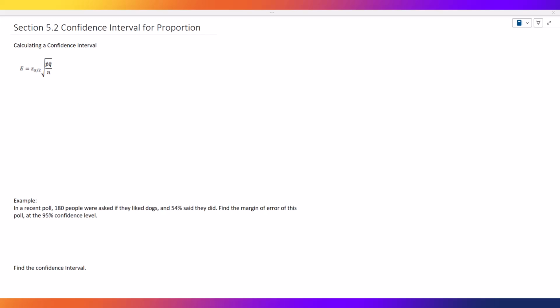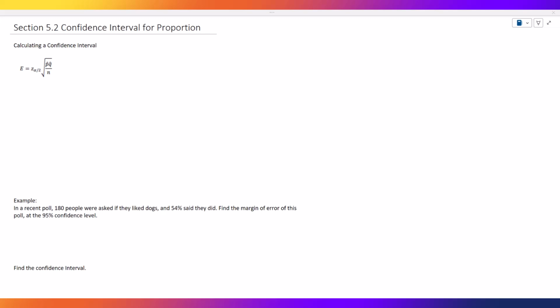All right, welcome to the second video for section 5.2, where we're going to actually calculate a confidence interval for a proportion. We have some new players here and some information, probably not entirely new to you. This E is the margin of error. The margin of error takes the critical value that we talked about in the last video and multiplies it by the standard error, that's the square root of p hat times q hat over n.